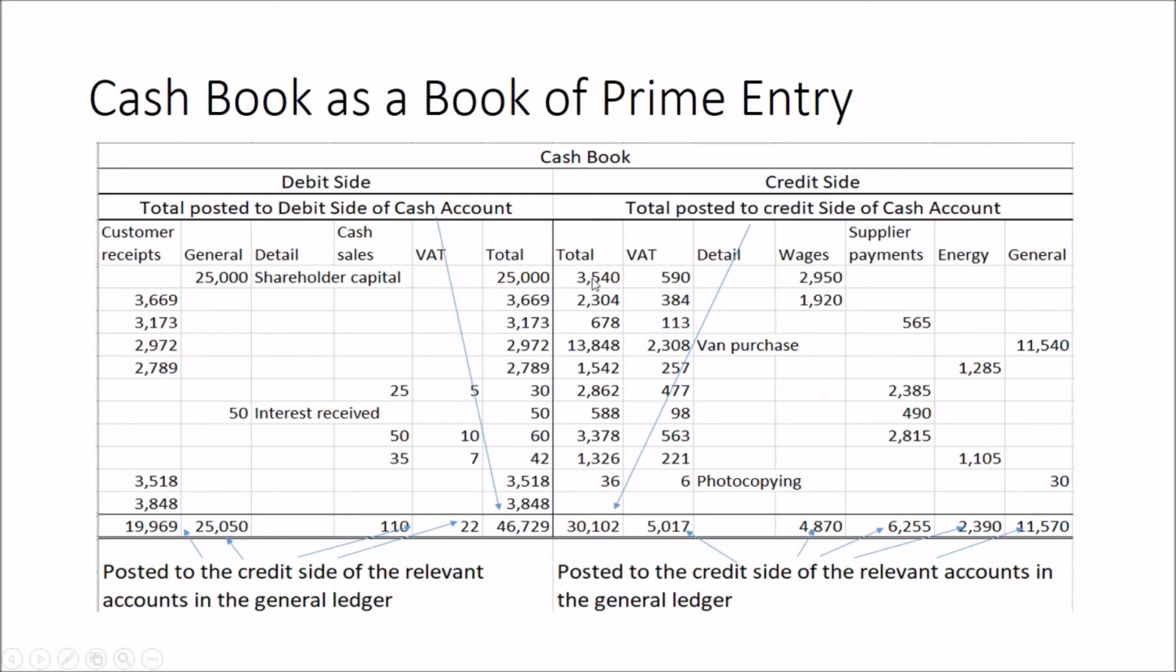On this side here, we've gone credit the bank account, debit VAT, debit wages. And here, debit this van purchase over here, let's say, debit this photocopying here, debit the energy account, and debit our trade payables. So that's what you've got in terms of how our cash book is. They are two-sided journals because they go into the general ledger.